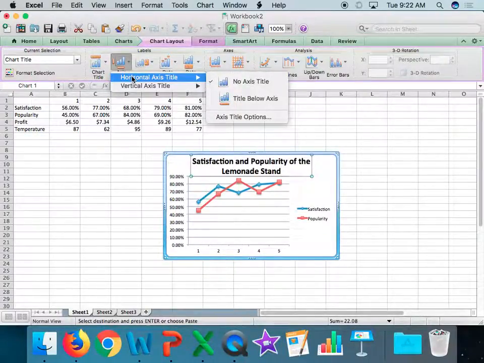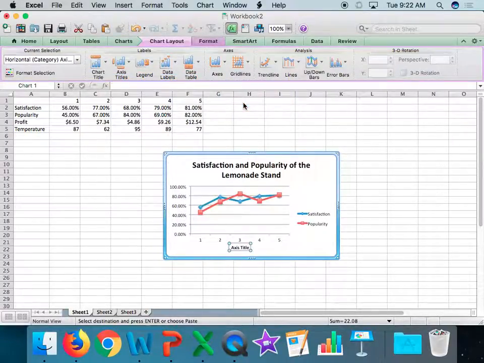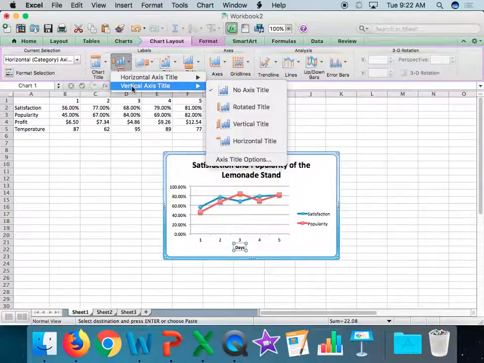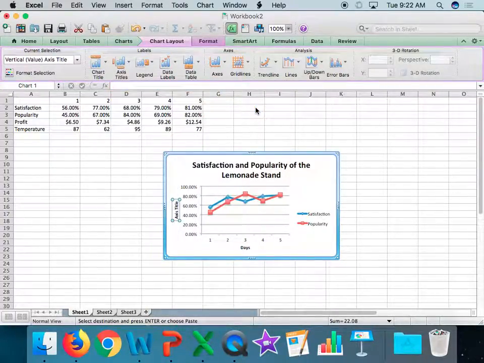Horizontal axis. What is my title going to be for that? Yes. Days. Very good. Days in business, days data was taken. Any of those things are okay. Okay. How about a vertical axis title? How is this being measured? Yes. Good. Percentage. That's all you have to write.